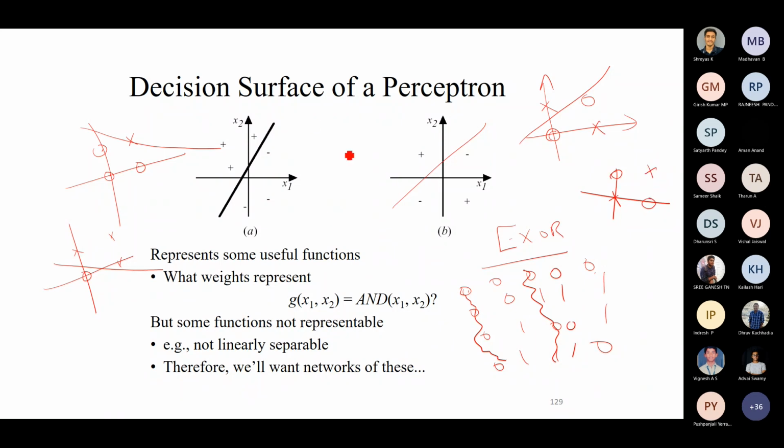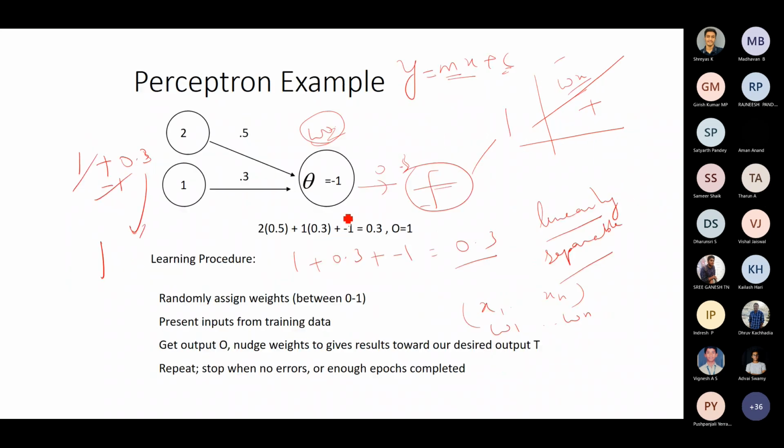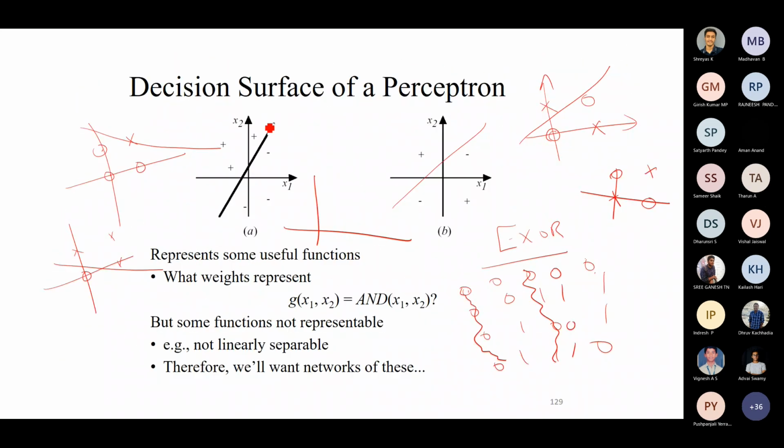Whereas if you try to plot your AND function, AND is 0, 0 is 0, 0, 1 is 0, 1, 0 is also 0, 1, 1 is 1. So you will be able to draw a line to separate out the positive and negative. This is called as a linearly separable data. So if you are able to draw a line to separate the positive and the negative aspects, that data is called as linearly separable. Okay.